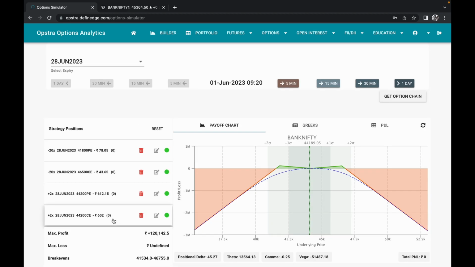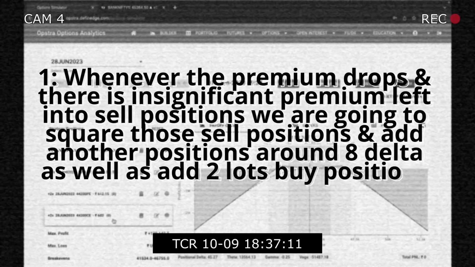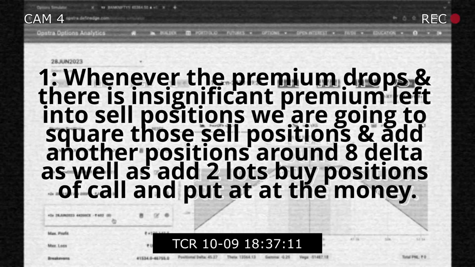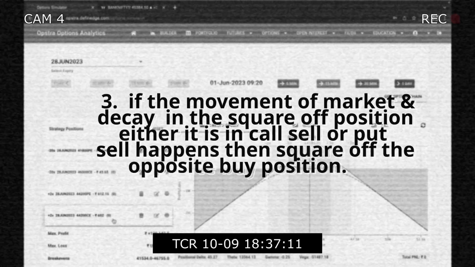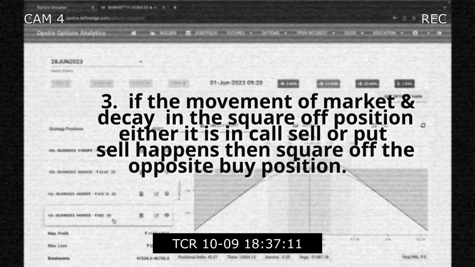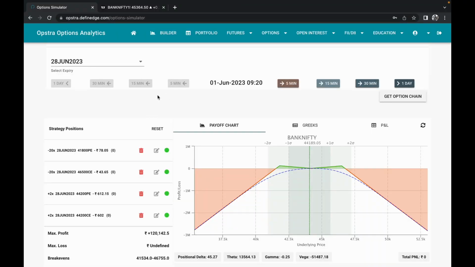And there is one more thing that I want to recap before we start our simulator testing: the rules and regulations that we need to follow in this adjustment video. You can see these are all the rules and regulations. This is a very quick go through, so you can pause this video and read it. Let's move on to our simulator. We are going to do all the adjustments as per our rules and regulations.